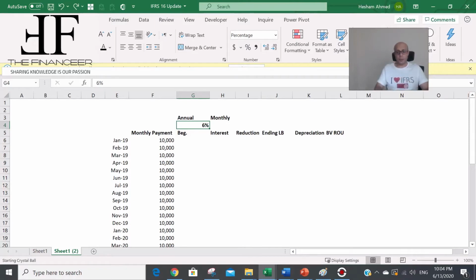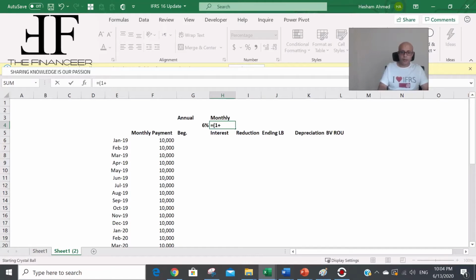In order to do that, we have to use the following equation: 1 plus the annual rate, to the power of 1 divided by 12, minus 1. You need to get the rate for 1 month, and there are 12 months in the annual rate. So the rate on a monthly basis will be 0.49%. This is how to convert from an annual rate to a monthly rate.